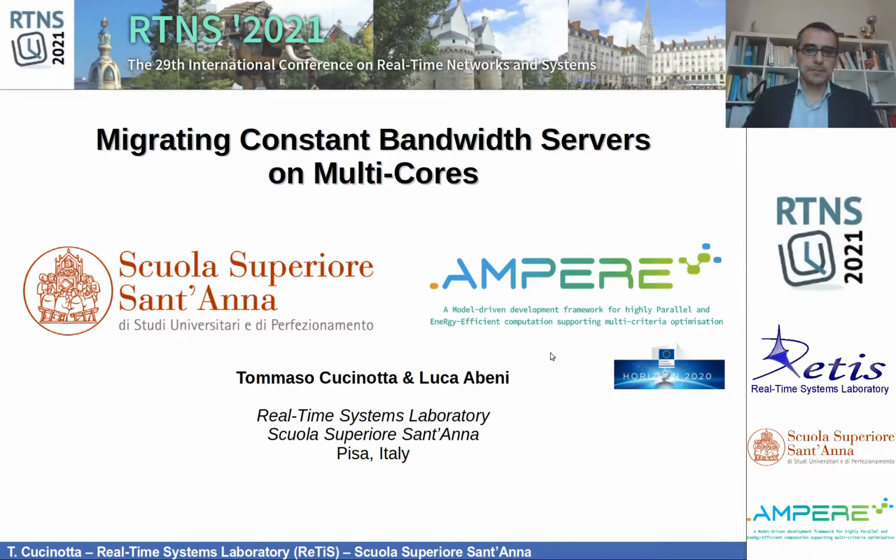Hi everybody, my name is Tommaso Cucinotta and I'm from the Real-Time Systems Laboratory of Scuola Superiore Sant'Anna in Pisa, Italy, and I'm presenting you Migrating Custom Bandwidth Servers on Multicores, a work made jointly with my colleague Luca Abeni from the same lab. This work has been sponsored by the AMPERE European project in the Horizon 2020 framework program.